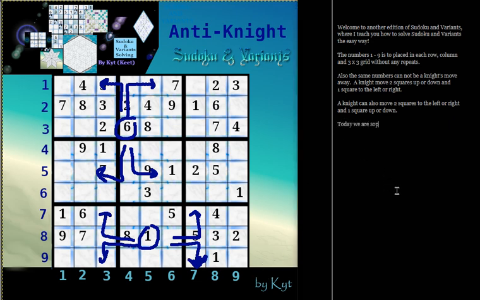Today we are solving an easy anti-knight Sudoku, a Sudoku variant. Now this is not as hard or complicated as it seems. What is harder is getting me to type on the right keys.